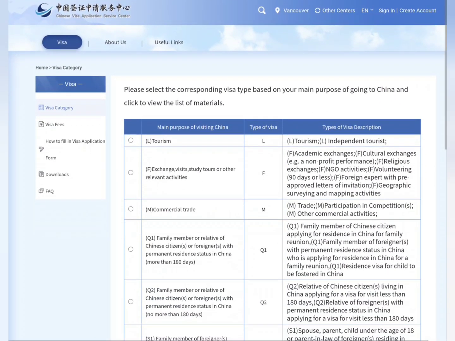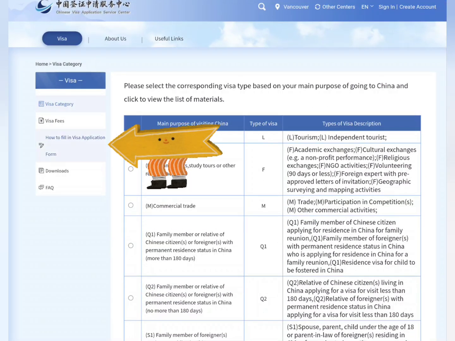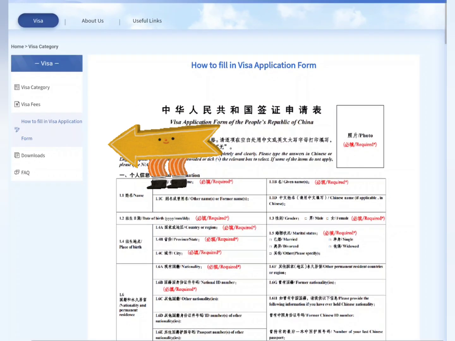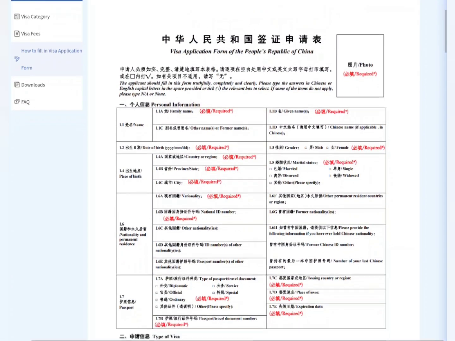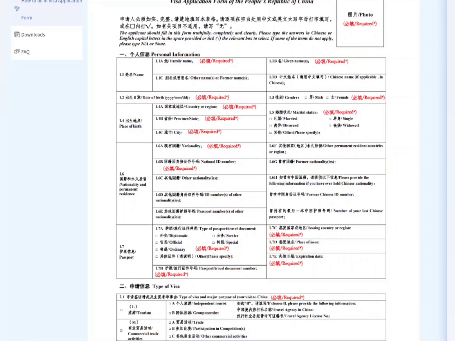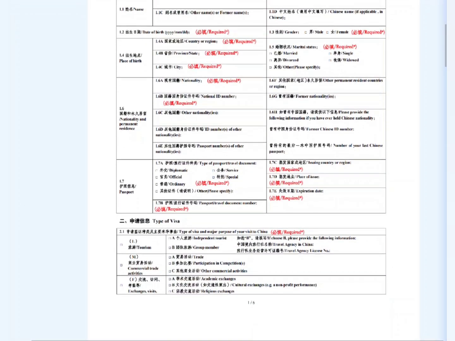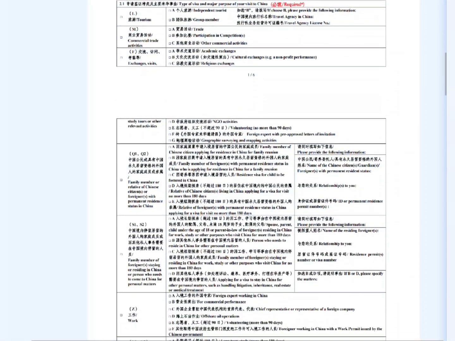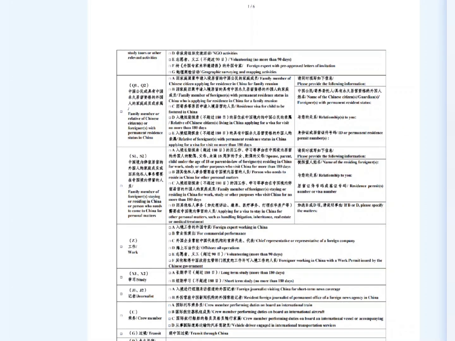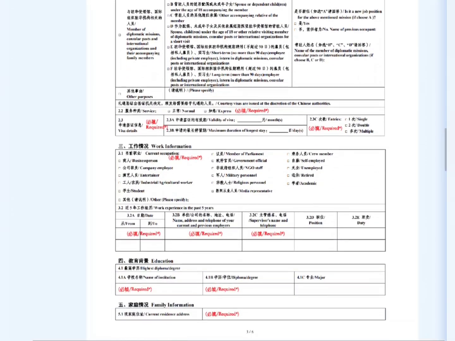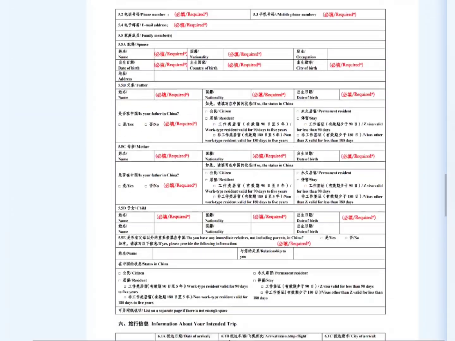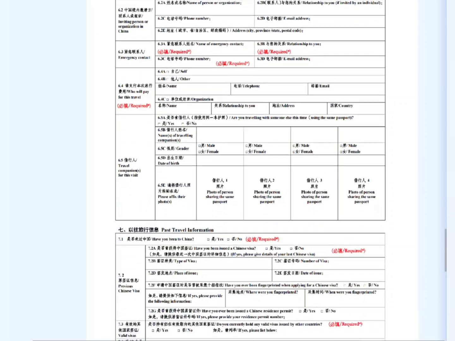So once you know what kind of visa you need, you can take a look at this how to fill in the visa application form. Basically, it tells you what the requirements are and what you should put in there. It's a pretty long list and a long form, and my suggestion is you print this out and take a look when you start to fill out your form.